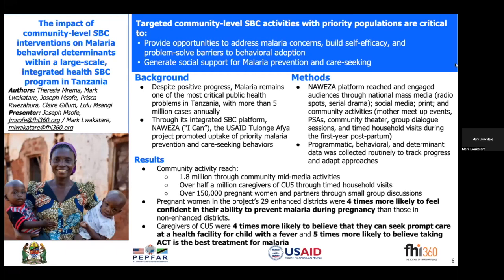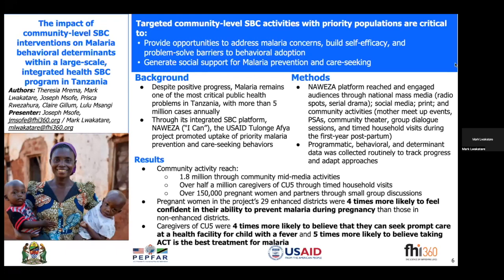But also during the course of the project, we're able to collect data throughout the project's life cycle, so we could track progress of these approaches, and we can adapt accordingly, because we focused on adaptive management as our leading guide for adapting our programs.